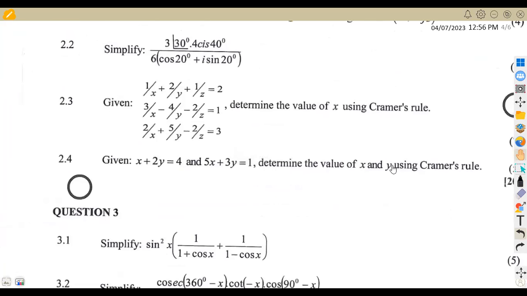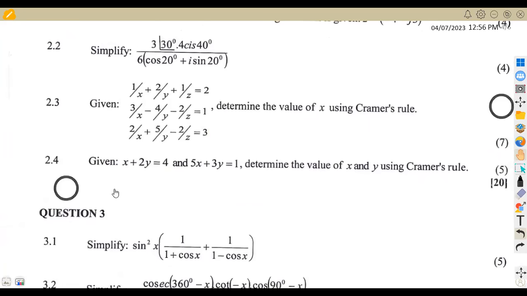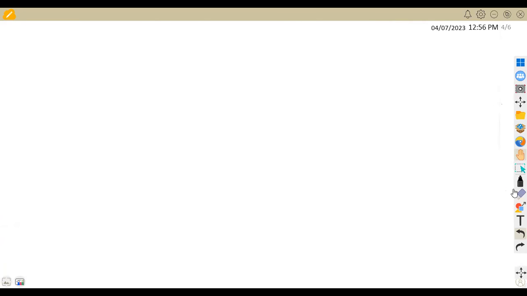Determine the value of x and the value of y. So that's question 2.4, with a total of 5 marks. Okay, so I'm just going to write this aside so that we see how we're supposed to attempt this one. So question 2.4, we were given 2 simultaneous equations with 2 unknown values. That is x plus 2y is equal to 4 as our first equation. Then also 5x plus 3y is equal to 1 as our second equation.